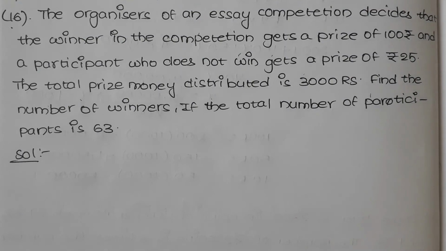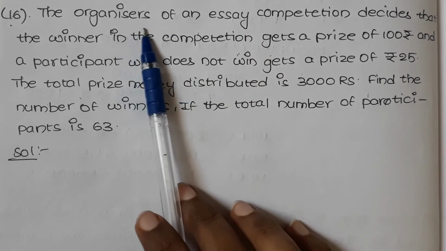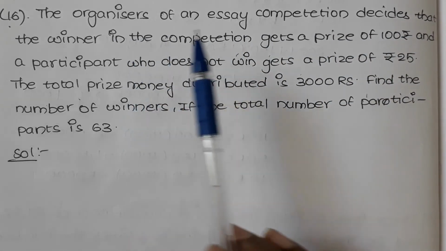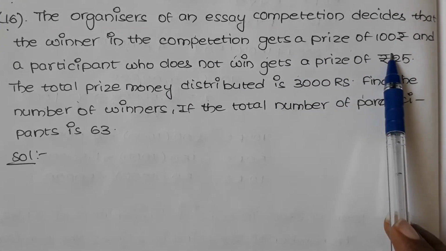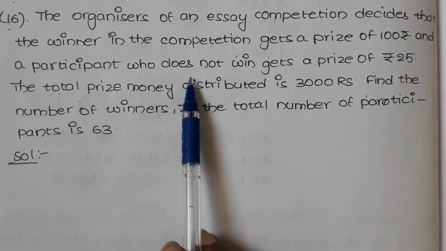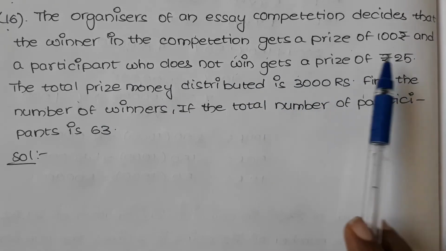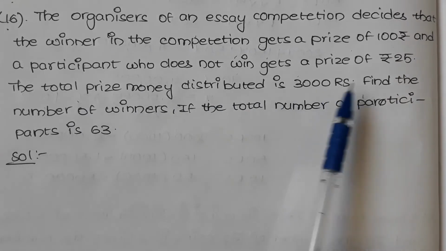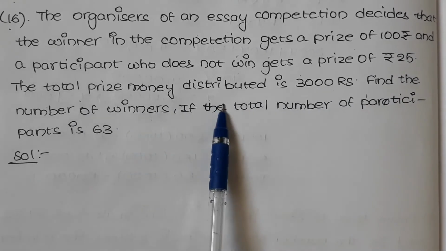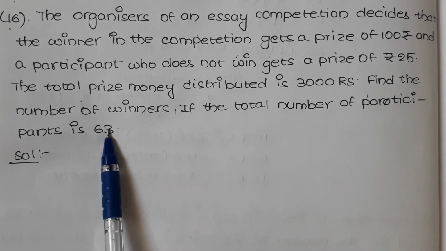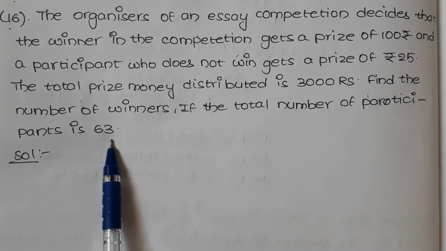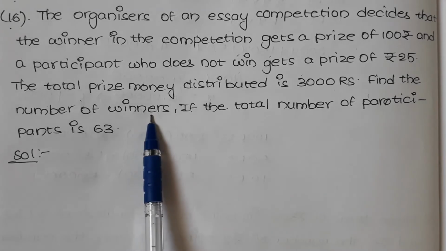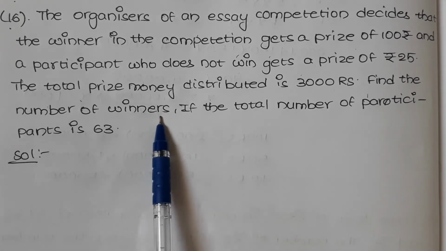Now let us see the 16th question. The organizers of an essay competition decided that the winner in the competition gets a prize of 100 rupees and the participant who does not win will get a prize of 25 rupees. The total prize money distributed is 3000 rupees. Find the number of winners if the total number of participants is 63. Here the total number of participants is given and we are asked to find the total number of winners and runners. Now let us see the solution.